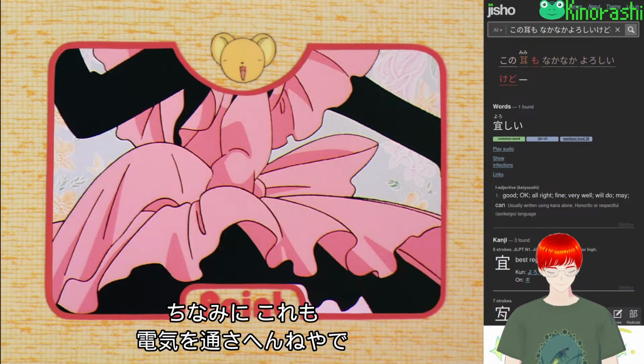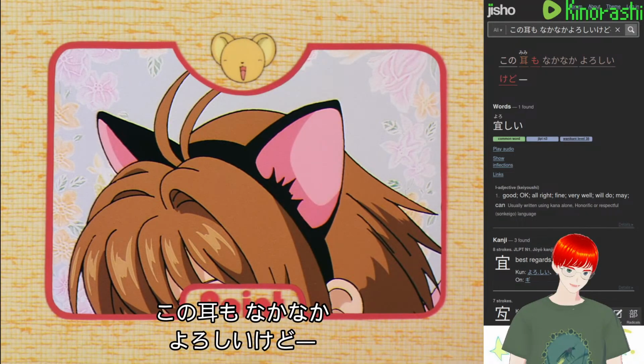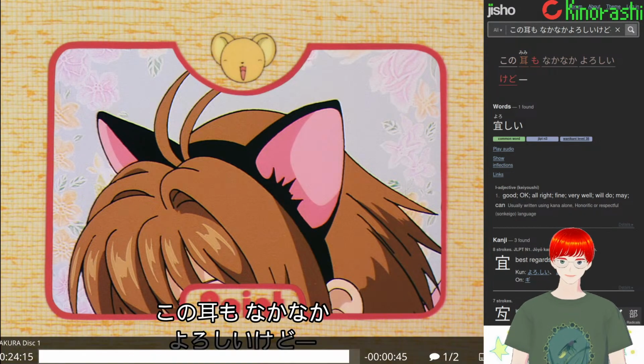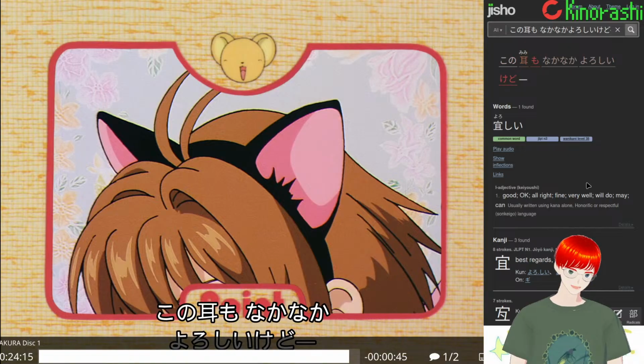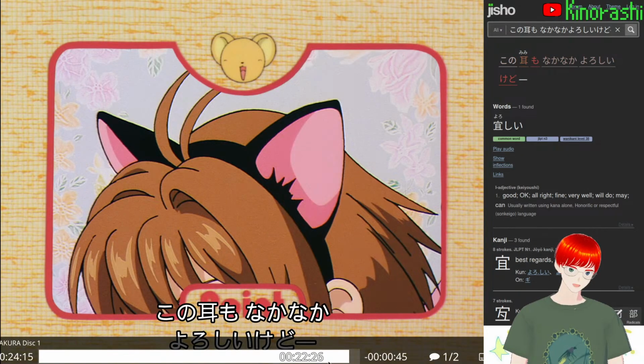Okay, the translator is saying these ears are pretty nice too, but they're talking about the looks, I guess, not necessarily resistance to lightning. So, kono mimi mo nakanaka yoroshi kedo. These ears are considerably good. Kono mimi mo nakanaka yoroshi kedo.